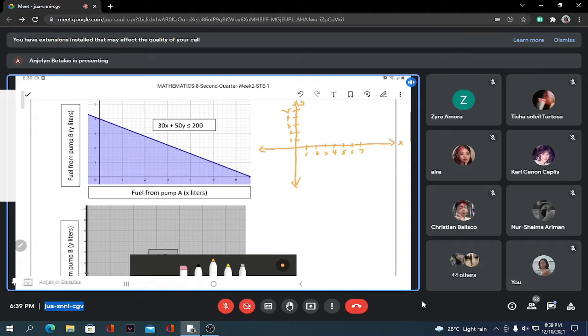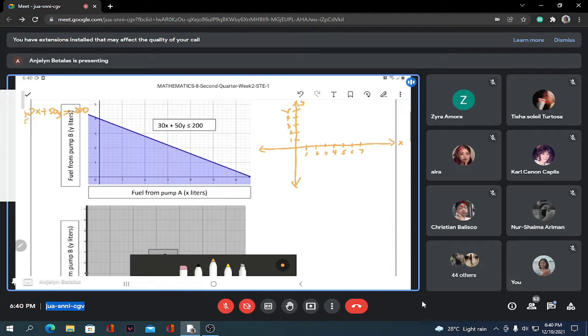First, you need to graph the boundary line. To graph the boundary line, you need to find 2 points. So from 30x plus 50y less than or equal to 200, we will use equal because we're going to graph the boundary line. The boundary line, class, is it solid or dashed line? Dashed line or broken line.